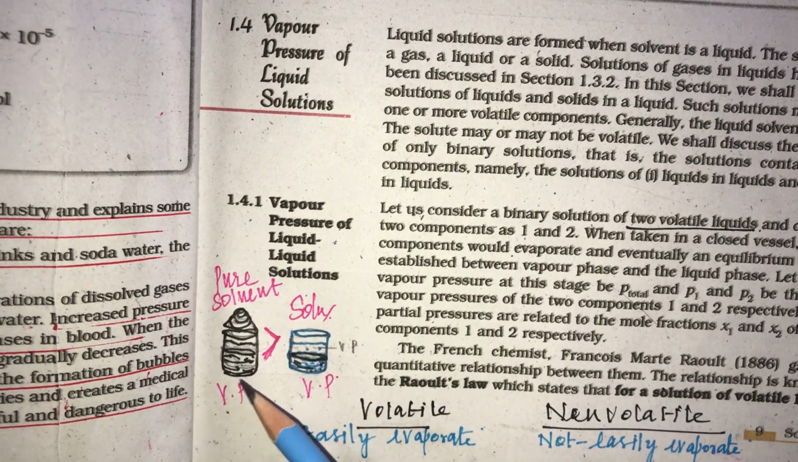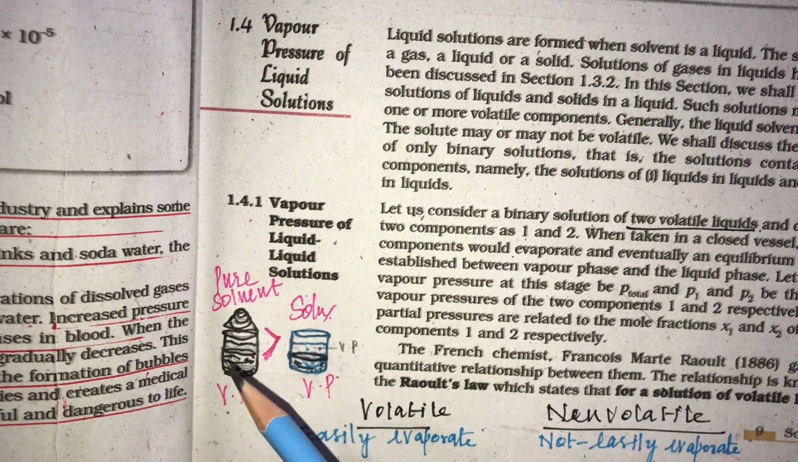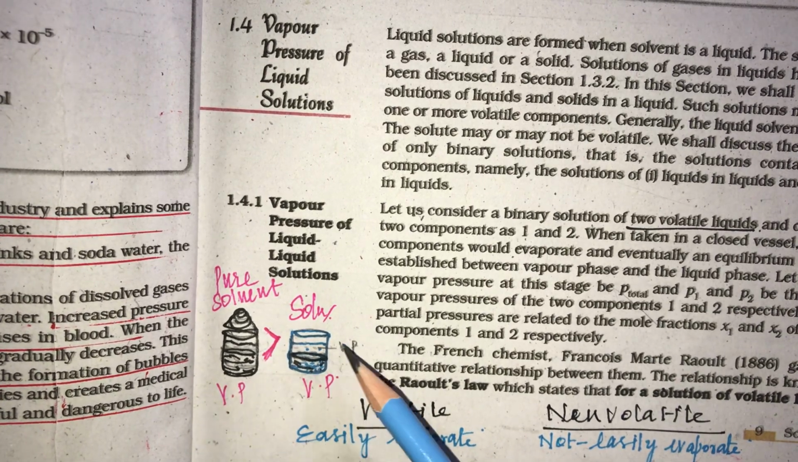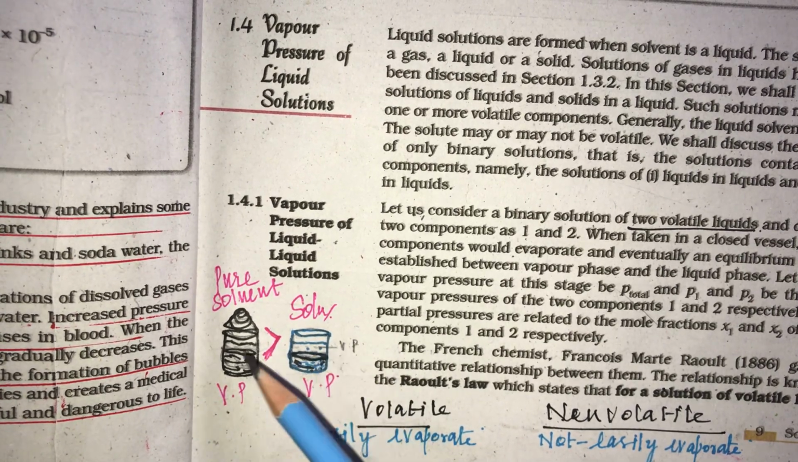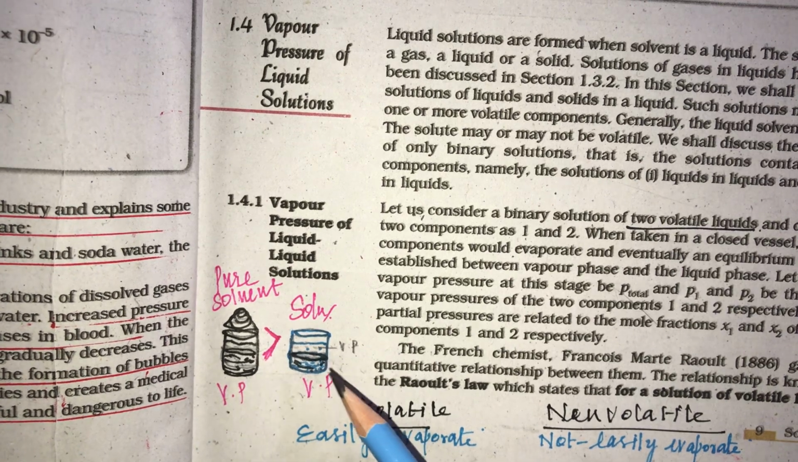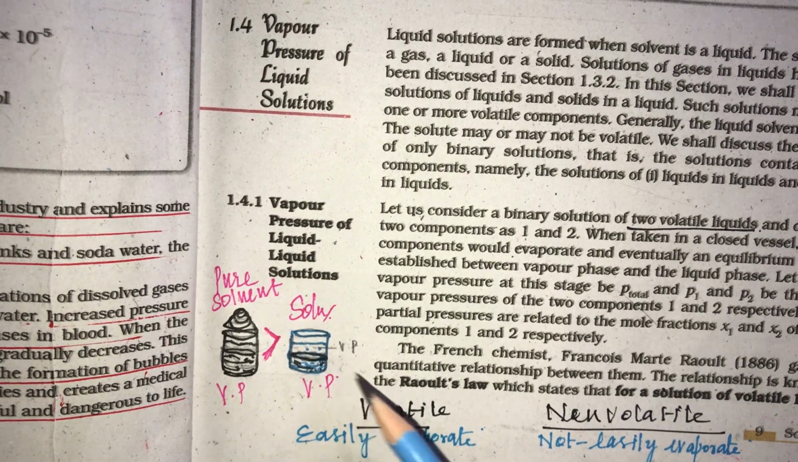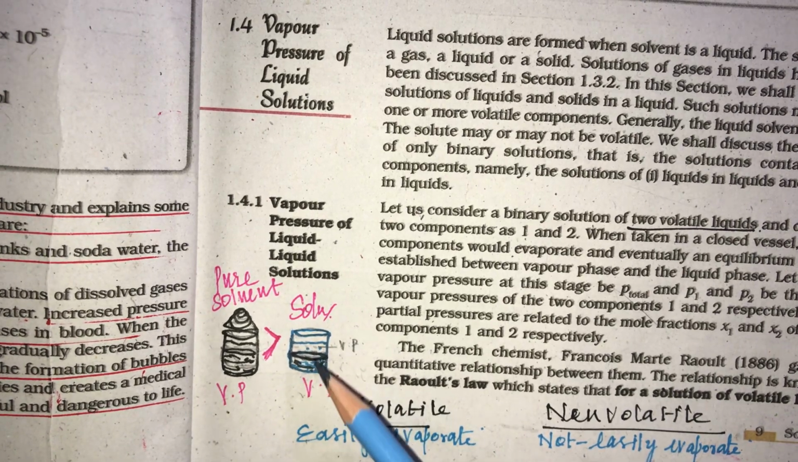For example, we have a pure solvent and we measure its vapor pressure. Now we add solute to the solvent to make it into a solution, and we measure the vapor pressure of the solution. The vapor pressure of the solution is less than that of the pure solvent because of the added solute molecules, because of the number of particles of solute, because of the mole fraction of the solute added.